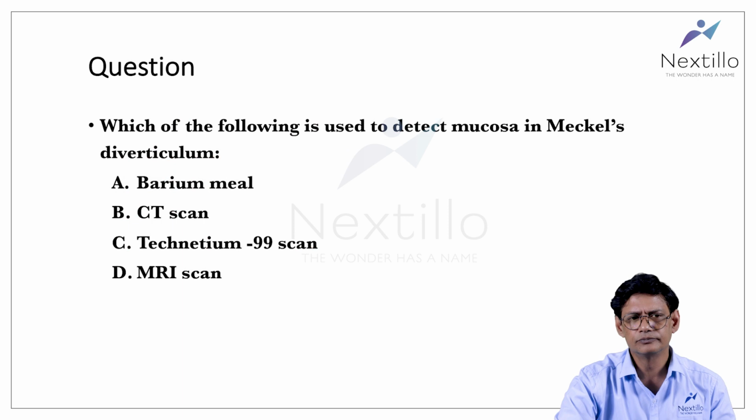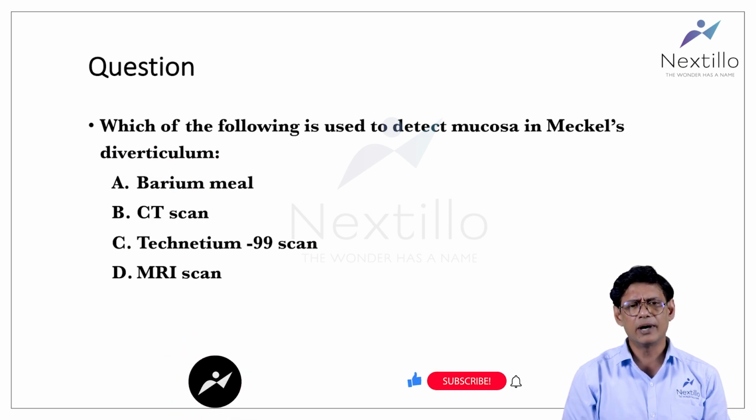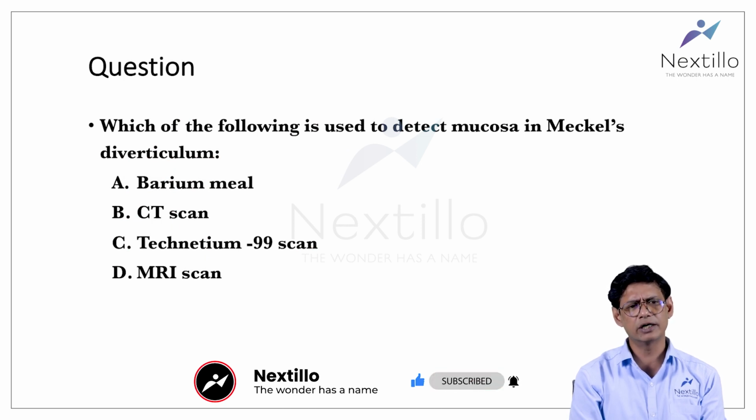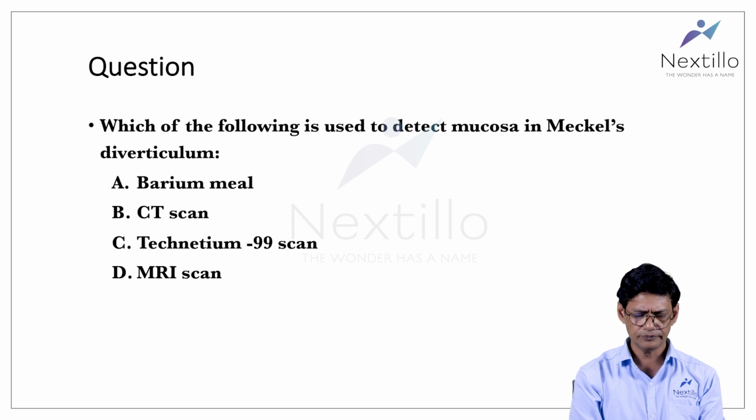In this question, which of the following is used to detect mucosa in Meckel's diverticulum? Meckel's diverticulum is by far one of the most common congenital anomalies that can be seen in the small intestine. This is just a remnant of the omphalomesenteric duct. Meckel's diverticulum is seen approximately 2 feet proximal to the ileocecal junction. It is seen in approximately 2% of the population.